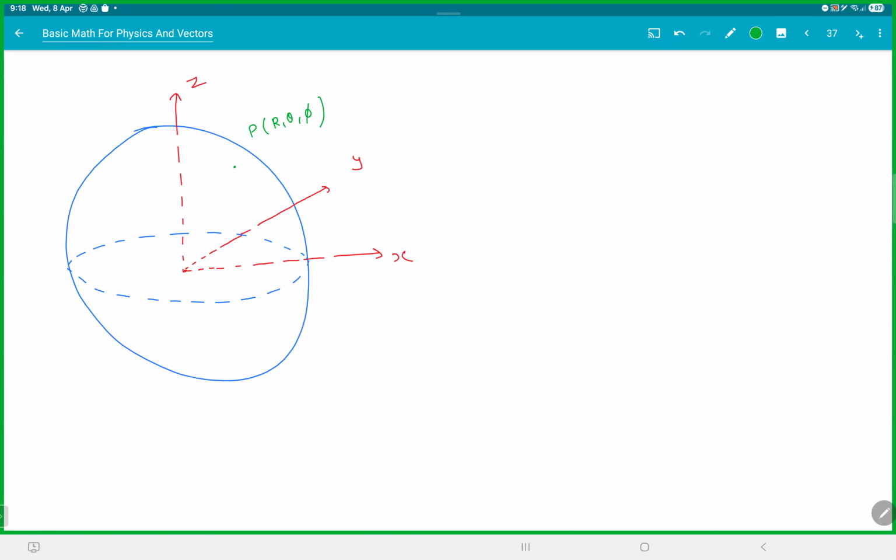Just to give an idea, look to your right. That's your x-axis. Look to the front. That's your y-axis. Look up. That's your z-axis. Now, can you see your x, y, z? You are standing in the center of the sphere. There is a point called r comma theta comma phi. I want you to find the x, y, z coordinates of the point P.